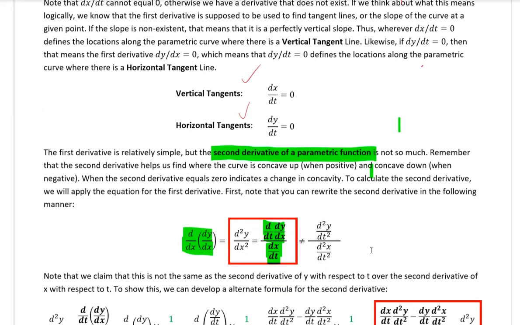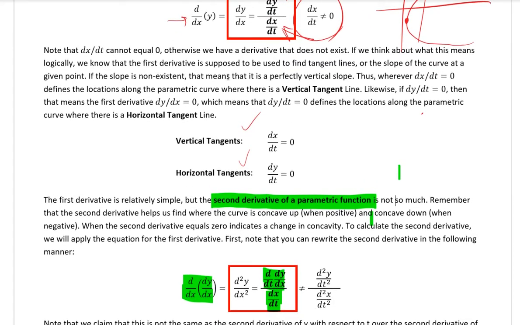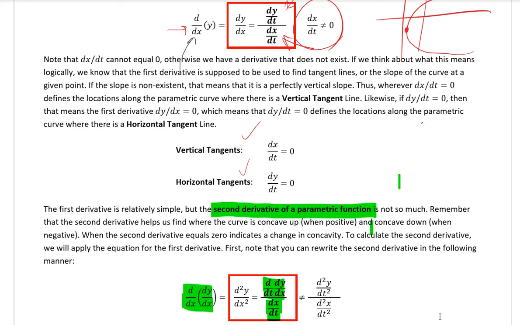This should look familiar because this is the same thing as the previous formula. Notice that we did dy/dx of y, and that gave us dy/dt over dx/dt. Likewise, here we're doing the derivative of dy/dx. So instead of y, we're going to do dy/dx with respect to t over dx/dt, so the same thing. So this is going to be our formula for the second derivative.